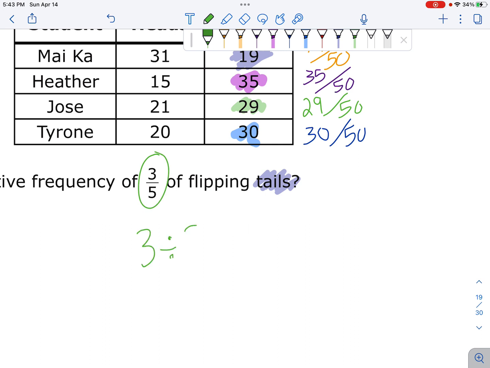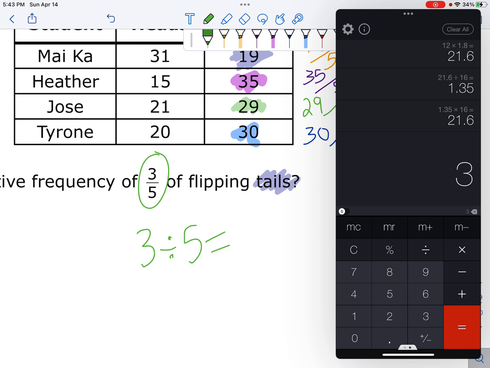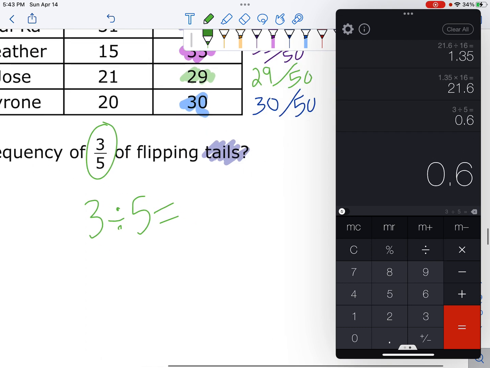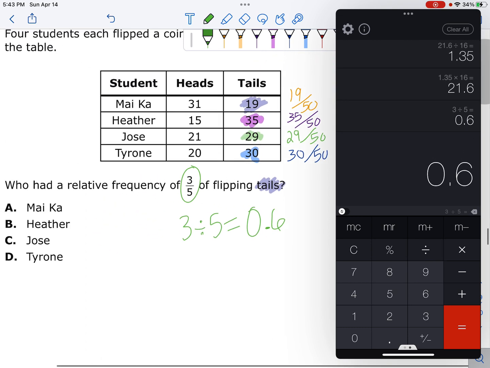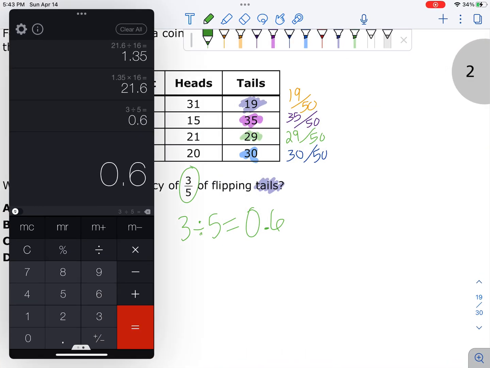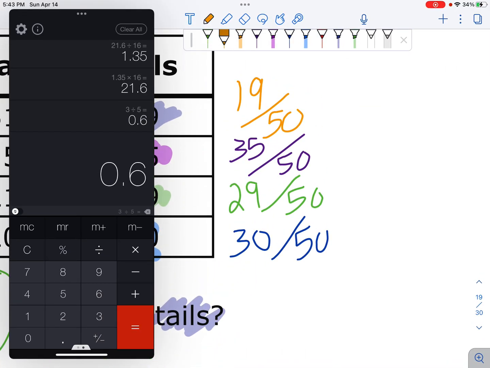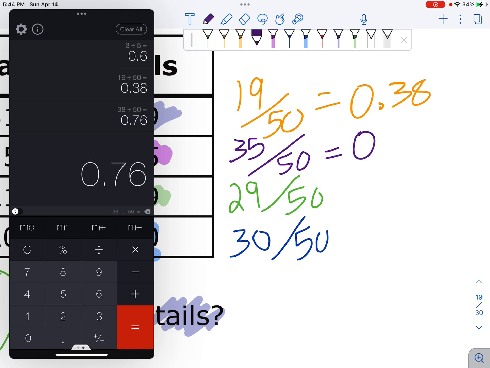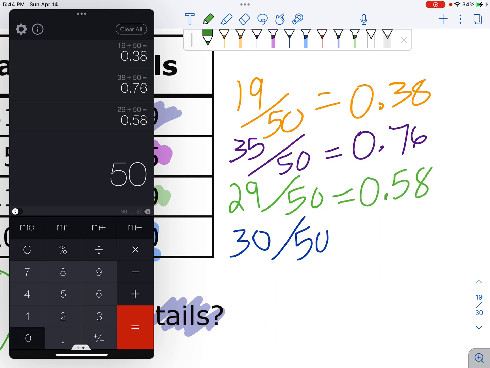3 divided by 5 equals... Ms. Trebla knows this, but we'll put it in. 3 divided by 5 is 0 and 6/10. Now I'm just going to go through and find out which one of these equals 0.6. 19 divided by 50, 0 and 38 hundredths. That doesn't match. 35 divided by 50, 0 and 76 hundredths. That certainly doesn't match. 29 divided by 50, 0 and 58 hundredths. 30 divided by 50. There it is. It's 0 and 6/10 right there.